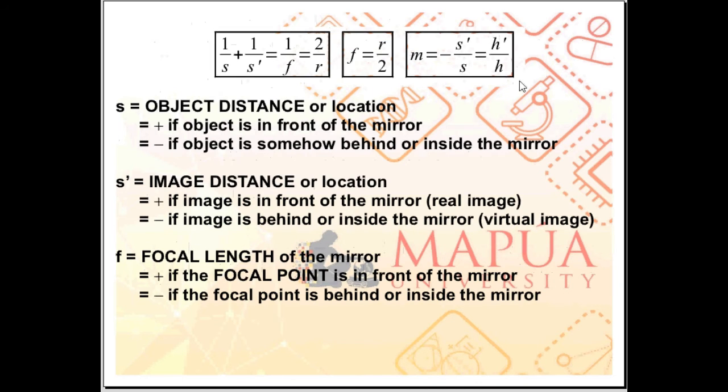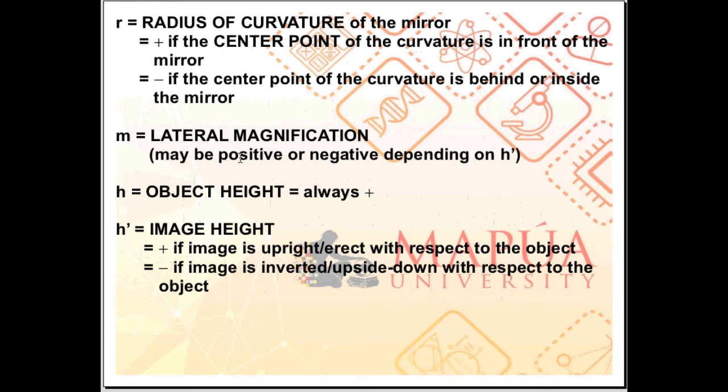Now M is equal to negative S prime over S and so on. M is referred to as the lateral magnification. The image may be larger or smaller than the object. So we have what is called the magnification, and M will be positive or negative depending on H prime. H is the object height. What's the actual height of the object? And H is always positive.